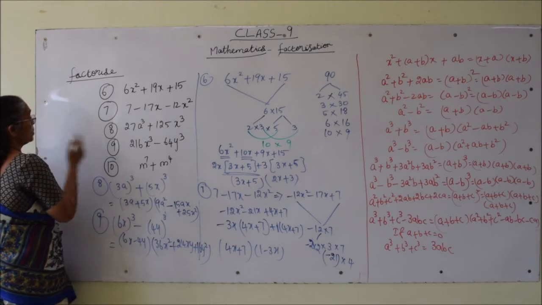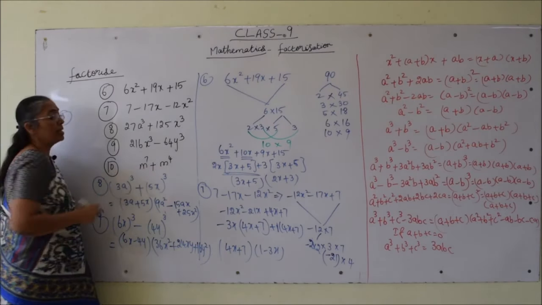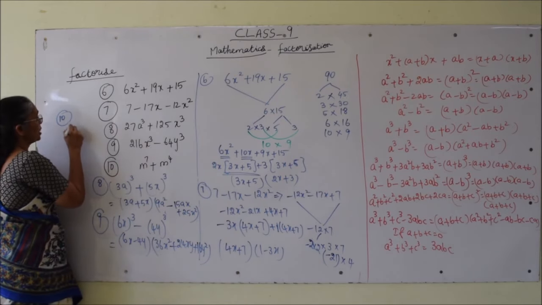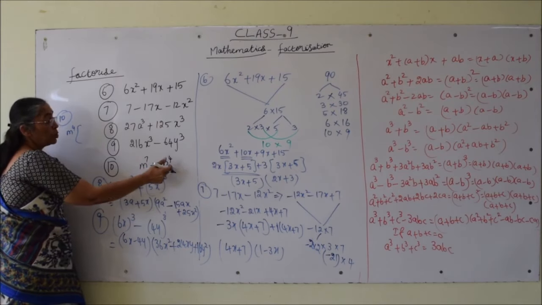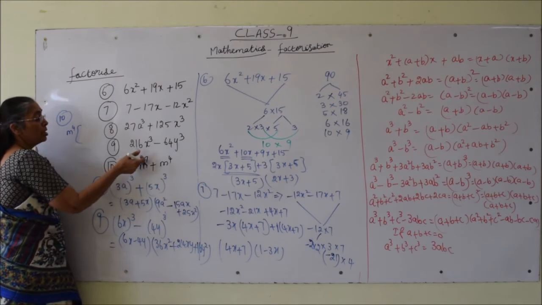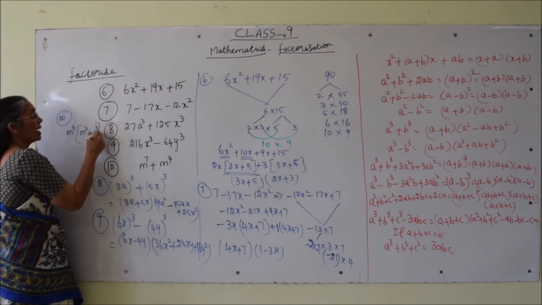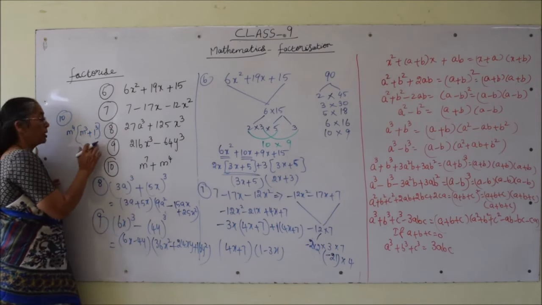Last one I am doing here, 10th problem. m power 7 plus m power 4. Can I take m power 4 common outside? So m power 4 is HCF for you. So m power 4 I took outside. So here I will get m cube, am I right, plus 1. 1 is again 1 cube. Okay. So m cube plus 1 cube.